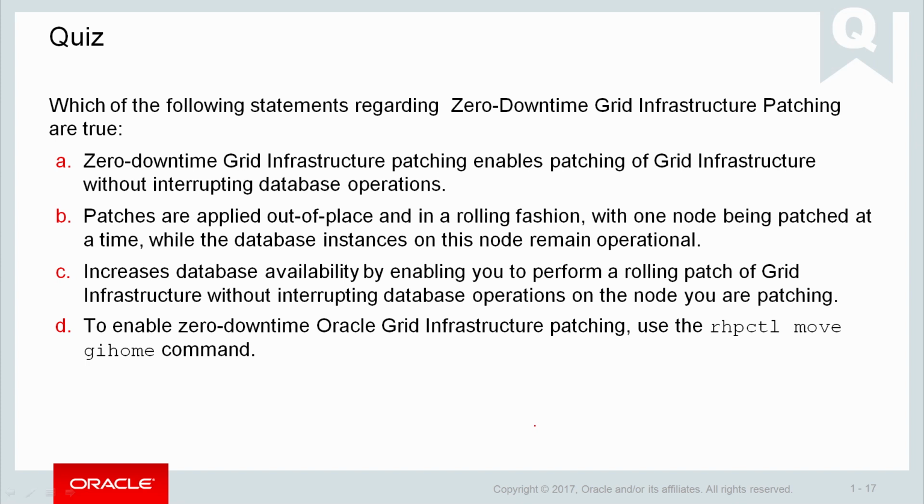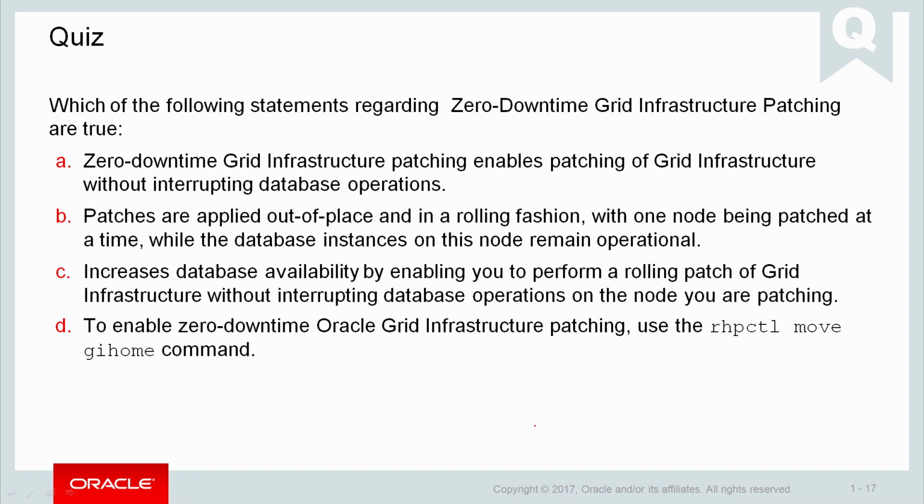Zero-downtime grid infrastructure patching enables patching of grid infrastructure without interrupting database operations. Yes, that's true, because we don't have to shut down the database services. Patches are applied out of place and in a rolling fashion, with one node being patched at a time while the database instances on this node remain operational. Yes, that's true. Increases database availability by enabling you to perform a rolling patch of grid infrastructure without interrupting database operations in the node that you are patching.